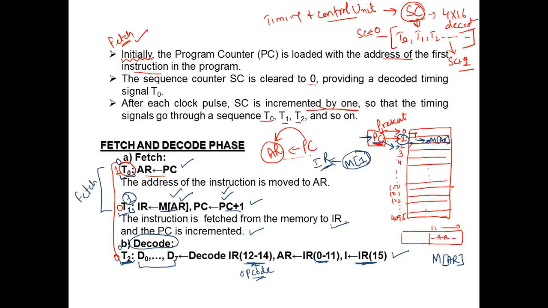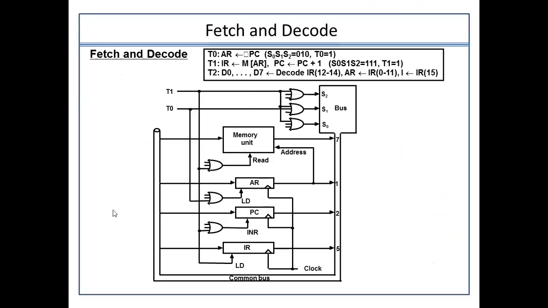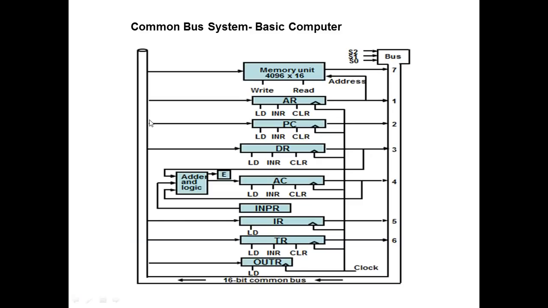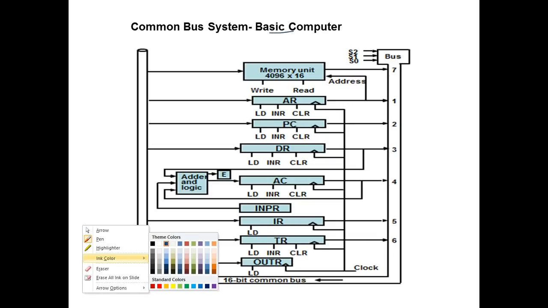So let's understand this fetch phase at the T0 and T1 clock pulse in more detail. So here is the example. I think you are very much familiar with this diagram. Now before understanding it, let me show you this diagram. This is the common bus system of a basic computer. We have already learned it in more detail, right?